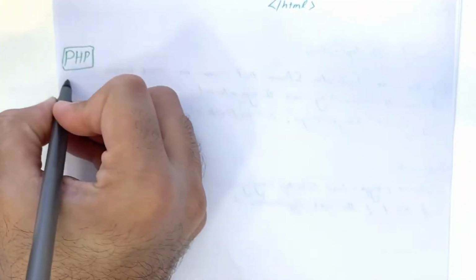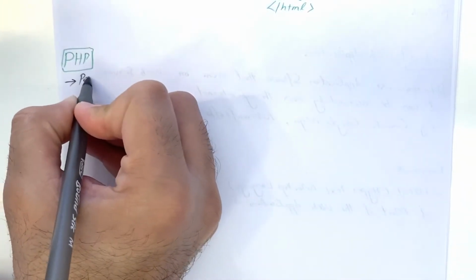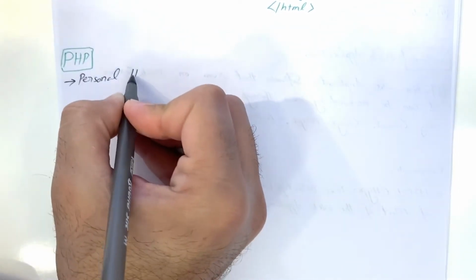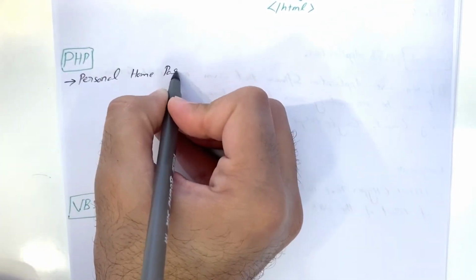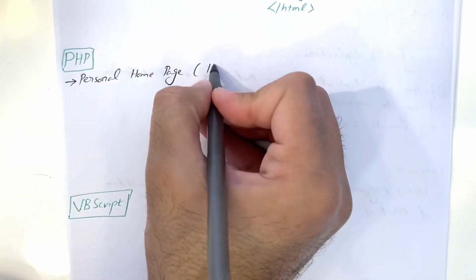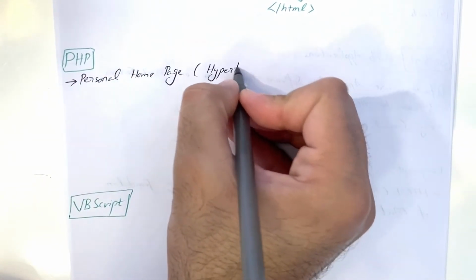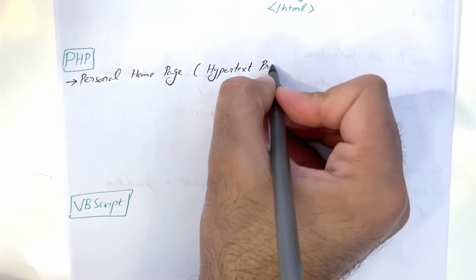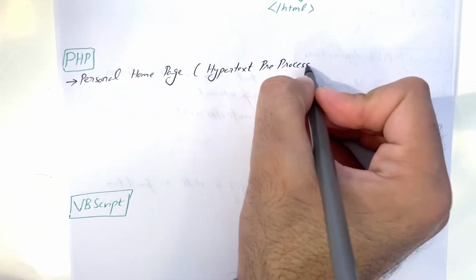The first scripting language, the most commonly used scripting language that we can embed within our HTML code, or you can design an entire website using, is PHP. So PHP stands for Personal Home Page. Nowadays we call it Hypertext Preprocessor. Hypertext Preprocessor, we also call it that.